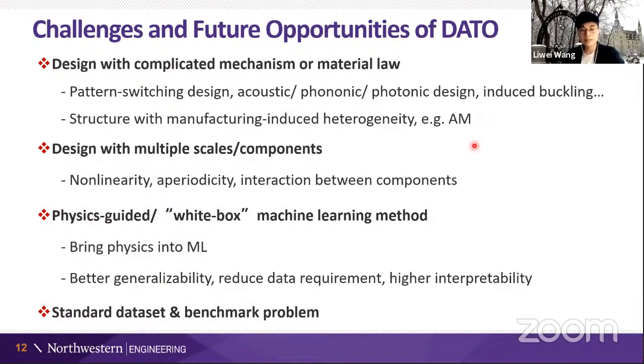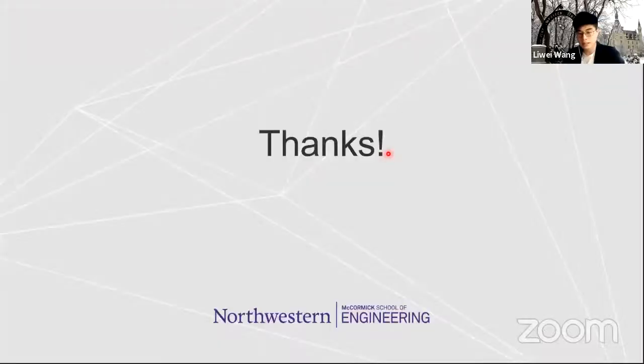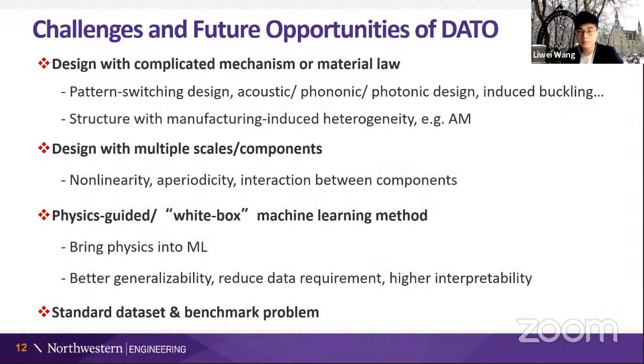The second one is the design with multiple scales or components, like what we show in this talk. For example, a data-driven approach may help to address the nonlinearity caused by the microstructure and the complexity brought by the aperiodicity and multiple components. Currently, most machine learning models only focus on geometries, but not geometry-property relations. There are potentials for extending new models developed in the computer science community to TO design. By bringing more physics into the model, it can achieve better generalizability, less data requirement, and higher interpretability.